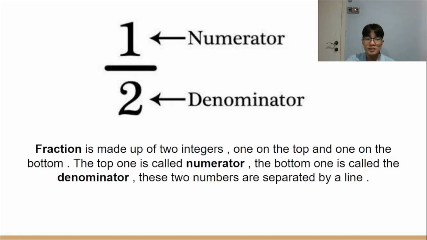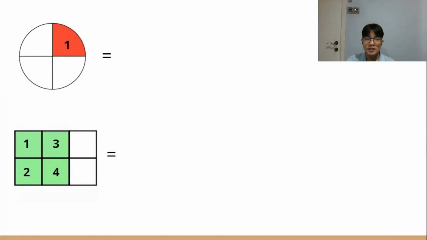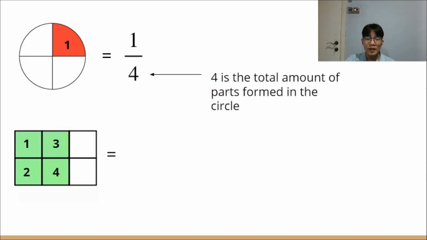Now, a fraction is made up of 2 integers, one on the top and one on the bottom. The one on the top is called a numerator, while the bottom one is called a denominator. These 2 numbers are separated by a line. I have 2 questions here. To solve it, first we have to find the denominator. There are 1, 2, 3 and 4 of them. In the numerator, there is one red colored shape here. So we'll get 1 over 4. 4 being the total amount of parts forming a circle, and 1 is the red colored part.